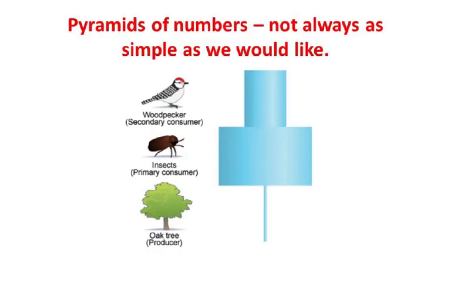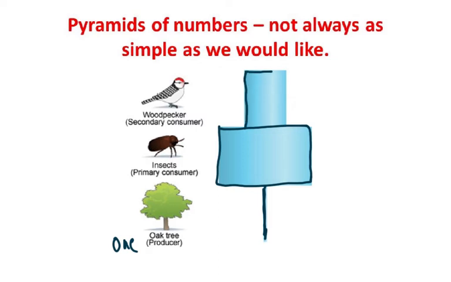Now, pyramids of numbers are not always as simple as we would like. When we say one oak tree, well, we just draw one line. This is one oak tree. And then we have how many insects? Maybe 1,000 of them. And then we have maybe 20 of the woodpeckers. So here what we have is a pyramid of numbers. So one oak tree, 1,000 insects, 20 woodpeckers. So that's how you see the number. Pyramid of numbers is very funny. It doesn't look like a pyramid at all.